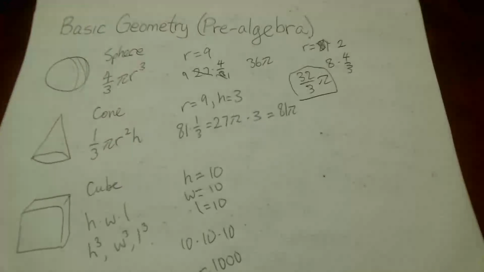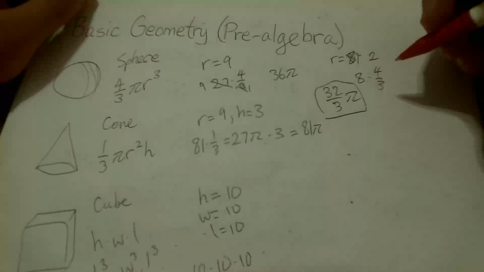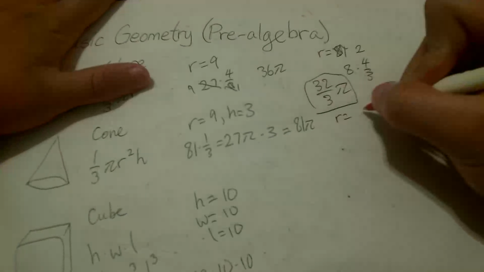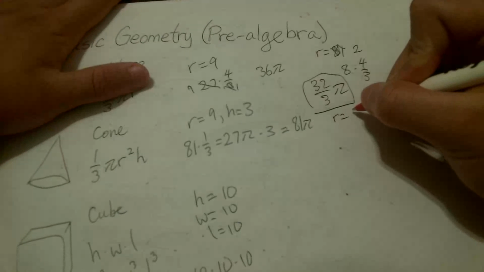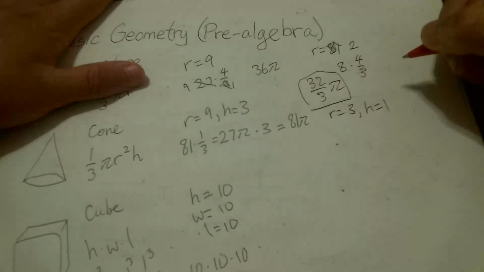Alright, let's do the next one, which asks to find the volume of the cone, which is 1/3 pi r squared times h. So let's say the r equals 3 and the h equals 1.